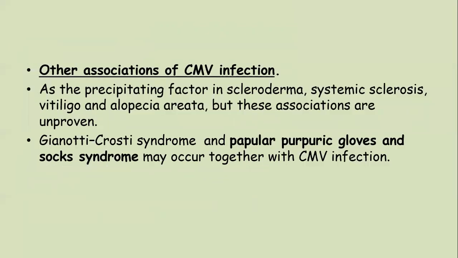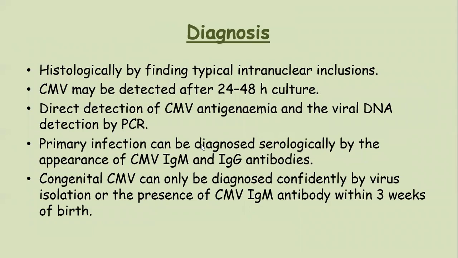Other associations of cytomegalovirus: it can be a precipitating factor in scleroderma, in systemic sclerosis, in vitiligo, in alopecia areata, but all these associations are not proven. The genetic Rossi syndrome may occur together with cytomegalovirus infection.